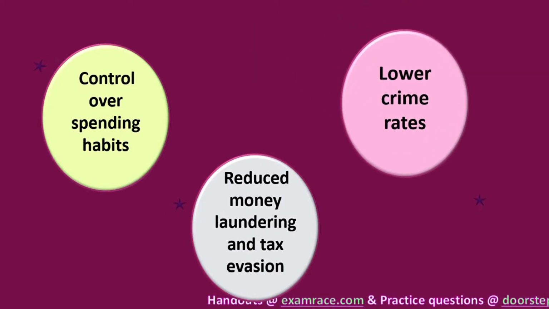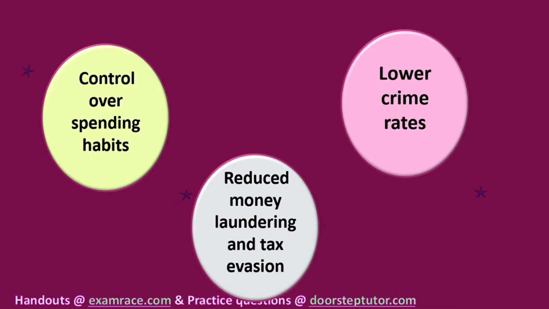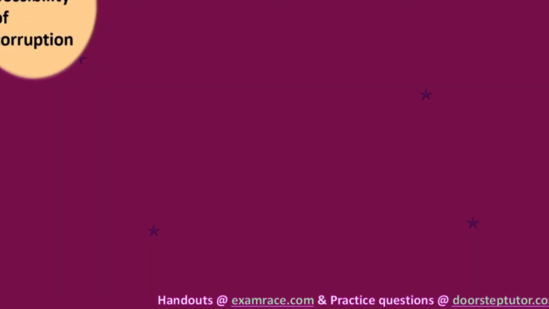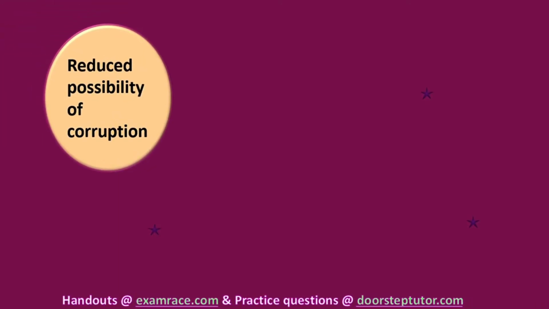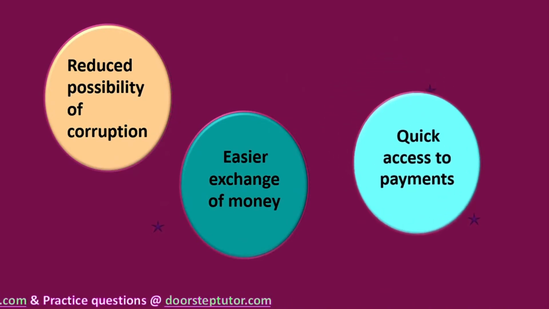There is lower crime rates because the corruption rate, red tapeism, delays, and other things are reduced to zero. So it also reduces crime rates, and even the banks don't work in the traditional way. So even the theft chances are quite low here. Reduced possibility of corruption, easier exchange of money, and quick access to payments.